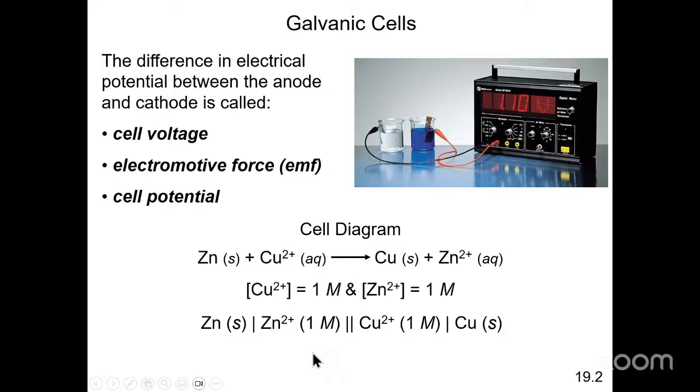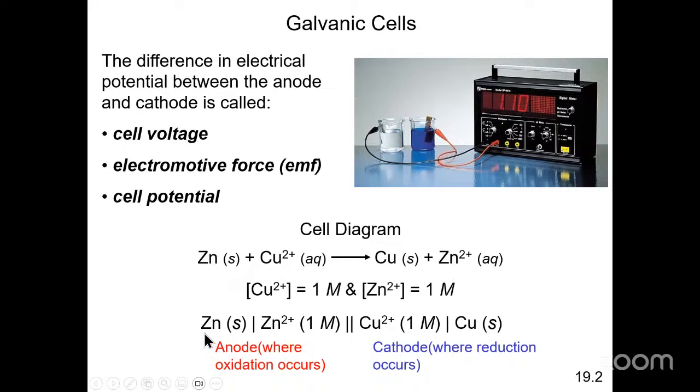Now, typically what we do is that we have the anode on the left and the cathode represented on the right. So at the anode, as we said before, you have oxidation. In this case, it's zinc undergoing oxidation to form zinc 2+.